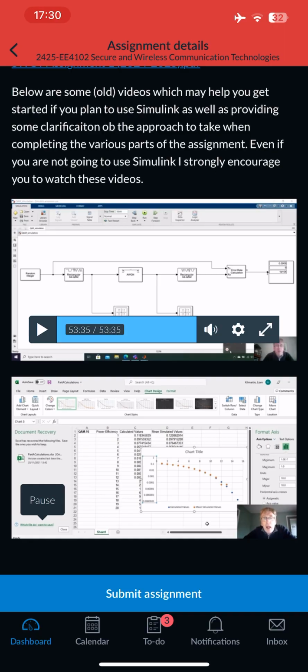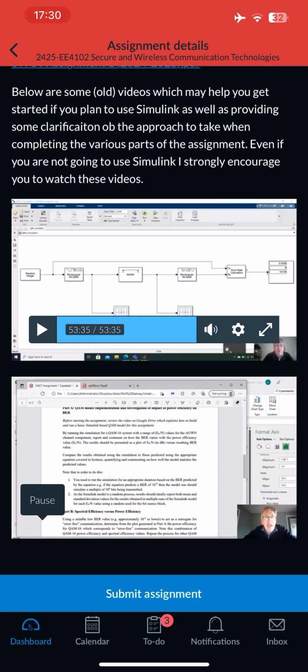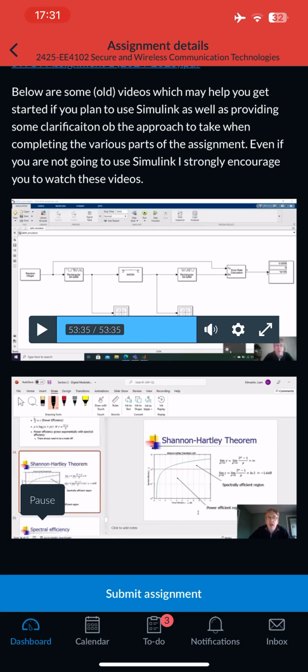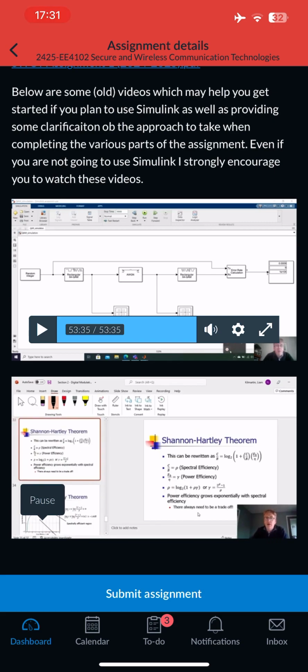Now we come to part B. That would have been generated for part A. For part B, we're basically being asked to compare power and spectral efficiency, and we want to do that for the real world, which is our simulation model, and the theoretical case, which is given by the Shannon-Hartley equation, which is the equation on the slide here, which relates the theoretical limit between power efficiency and spectral efficiency for error-free communication.